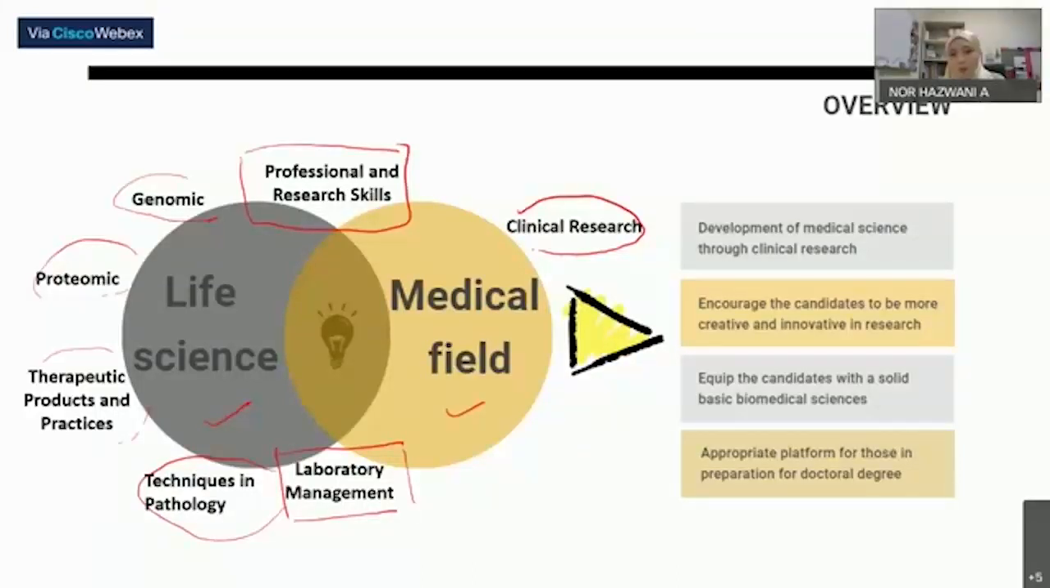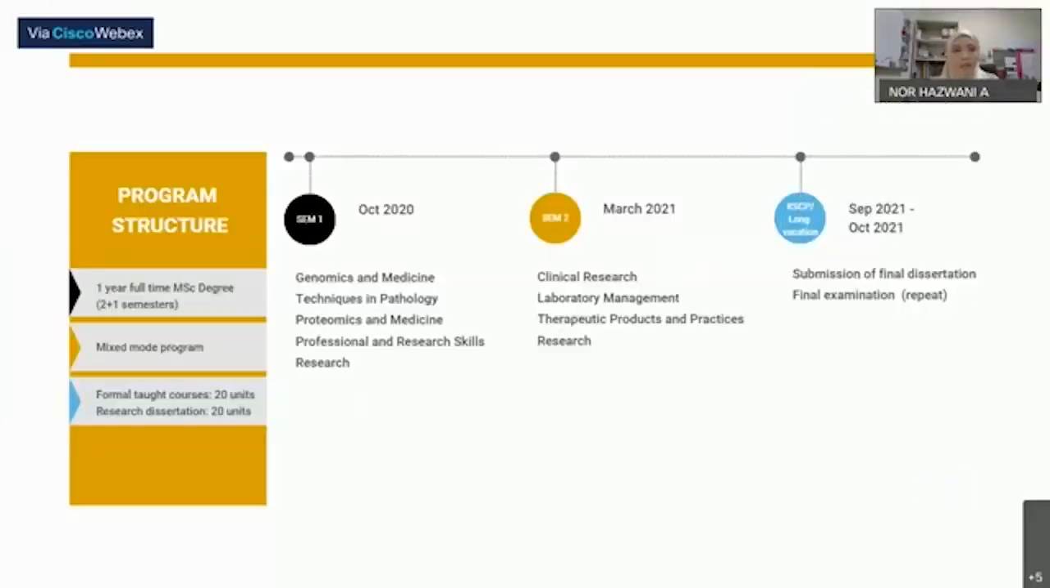This program also aims to equip the candidates with solid basic biomedical sciences, so that it is considered an appropriate platform for those preparing for a doctoral degree. And we do have lots of graduates who did the Master of Science in Medical Research and then pursued until PhD. So this is the program structure of TMR.